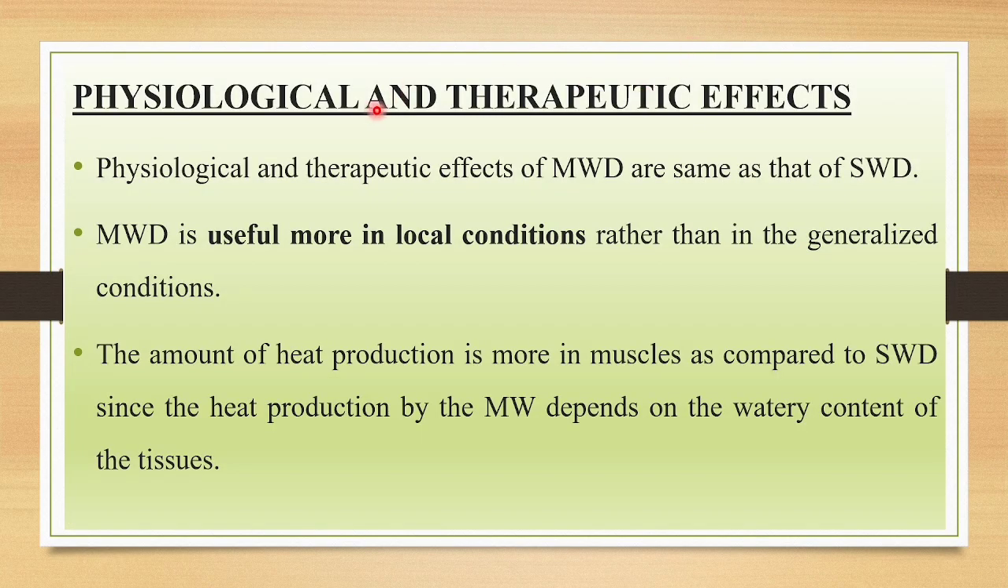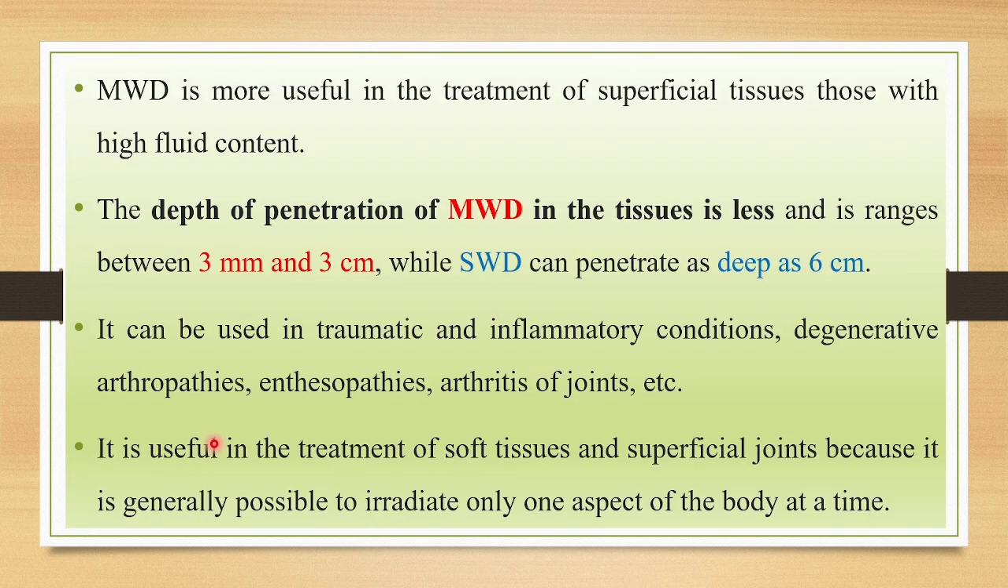Coming to the physiological and therapeutic effects, the effects of microwave diathermy are the same as those of shortwave diathermy. Microwave diathermy is more useful in local conditions than in generalized conditions. The amount of heat production in muscles is more compared to shortwave diathermy, since the heat production depends on the watery content of the tissues, because microwave diathermy is mainly absorbed in the watery content of the tissues. So microwave diathermy is more useful in the treatment of superficial tissues with high fluid content.